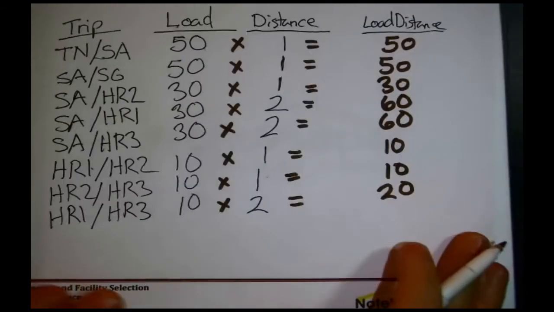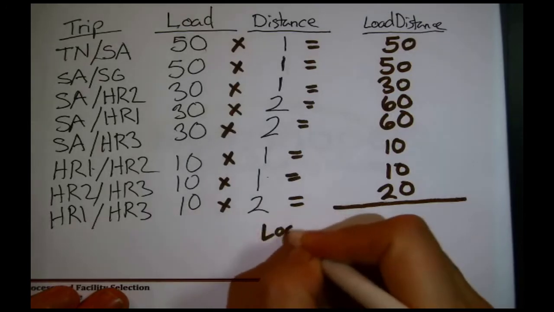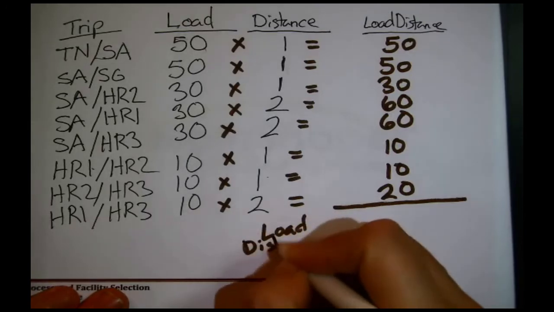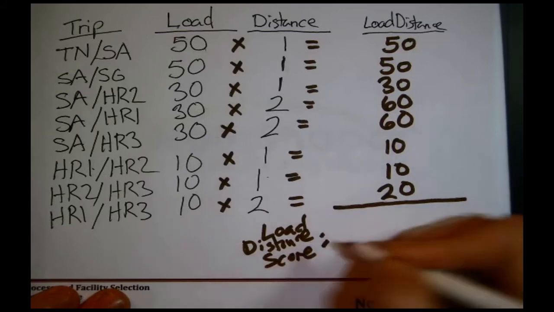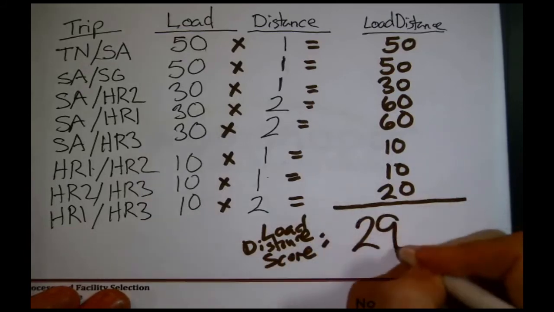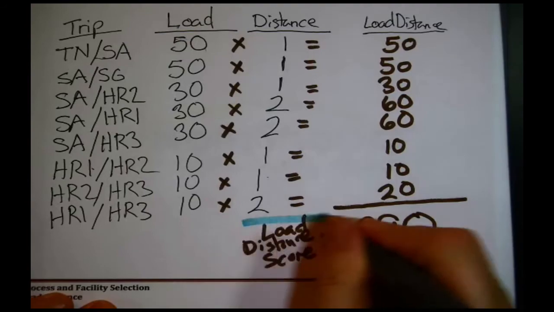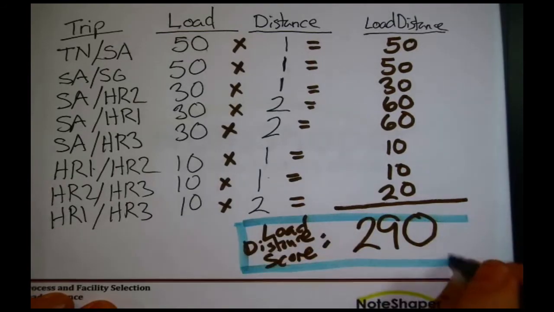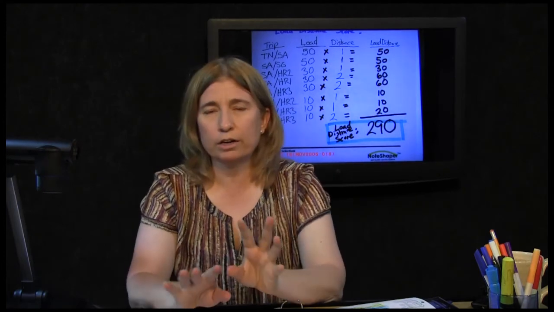Why am I doing this? Because I want to add them all up. Load distance score, meaning the score for this layout that I just now made up, that we have illustrated at the top of the page. The total load distance score is 290. Okay, the layout, I just kind of made that up.